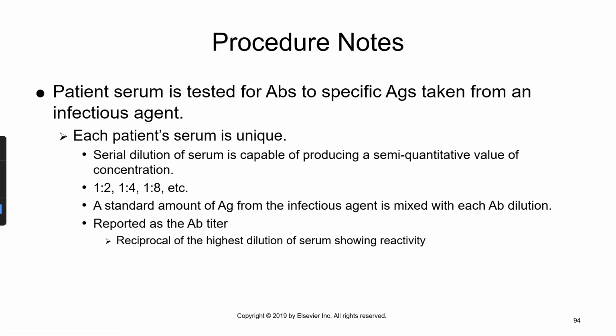Patient serum is tested for antibodies to specific antigens taken from an infectious agent. Each patient's serum is unique, which is why we do a serial dilution to produce a semi-quantitative value of concentration. A standard amount of antigen from the infectious agent is mixed with each dilution, and we report it as an antibody titer.